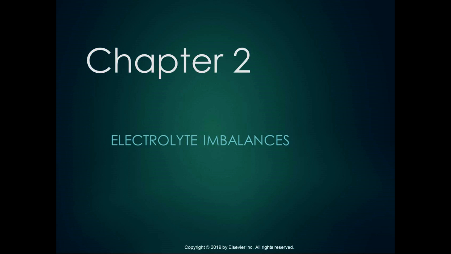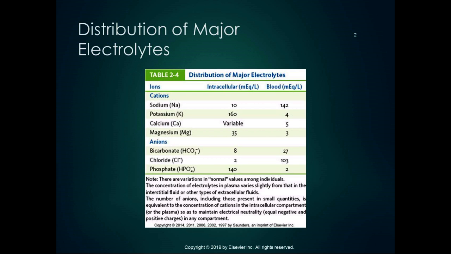So in chapter 2, first we talked about fluid imbalance, and now we're going to talk about electrolyte imbalances. And fluid and electrolytes often go hand in hand because electrolytes are ions dissolved in fluid in our body. And our electrolytes do lots for us, and we're going to talk about it.